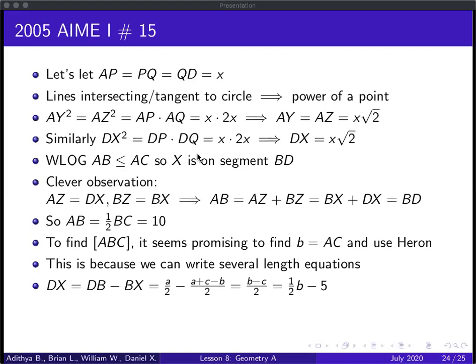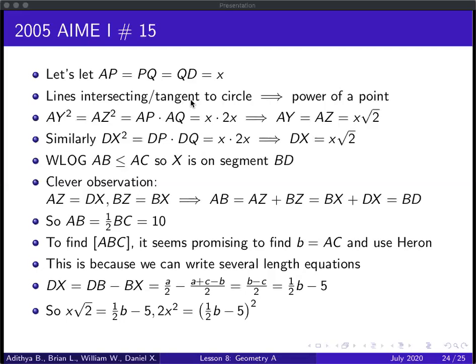So DX is equal to X root 2. So now we get an equation relating B and X. X root 2 is equal to 1/2 B minus 5. And then we can square that to clean out the root 2.